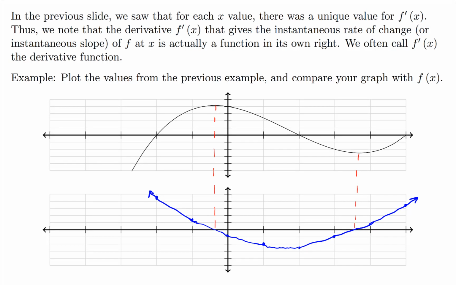Also notice a few things. When the original function was increasing, the derivative was above the axis. When the original function was decreasing, the derivative was below the axis, and then it switched back to increasing and went above. That's true in general.